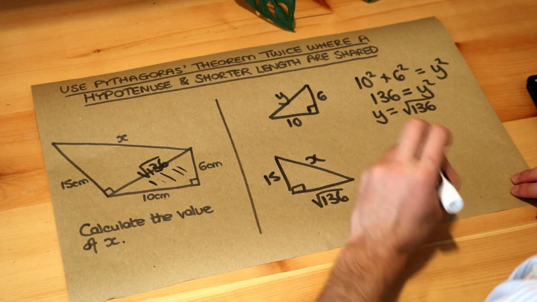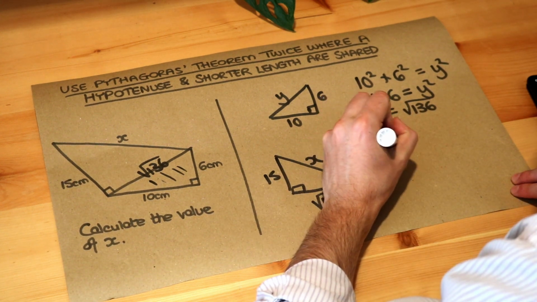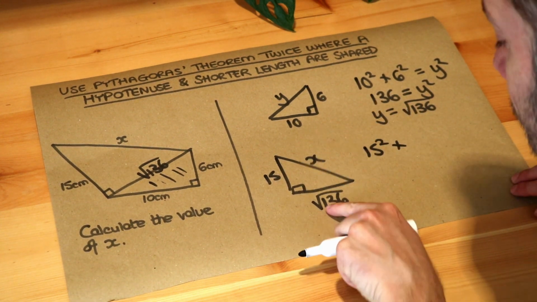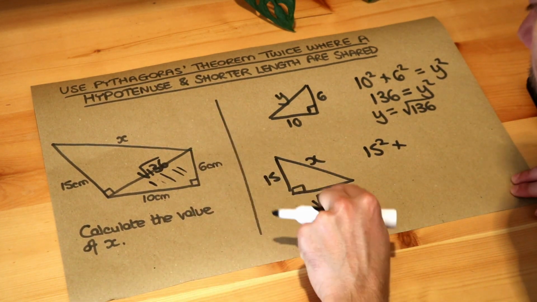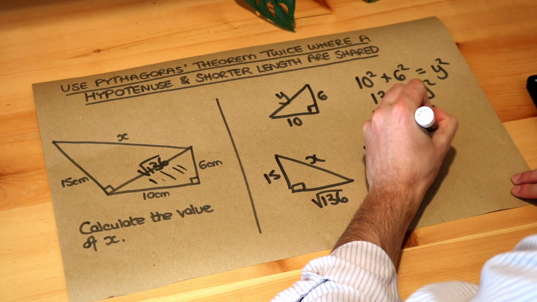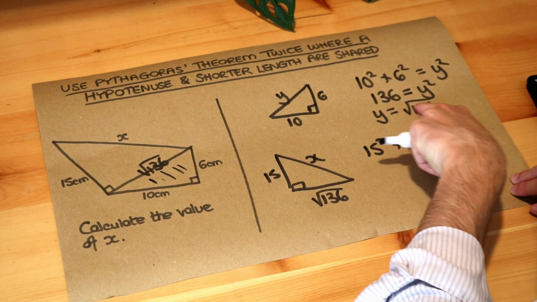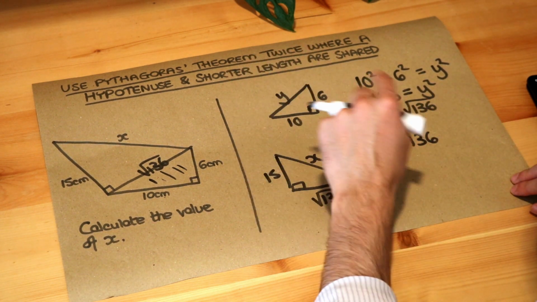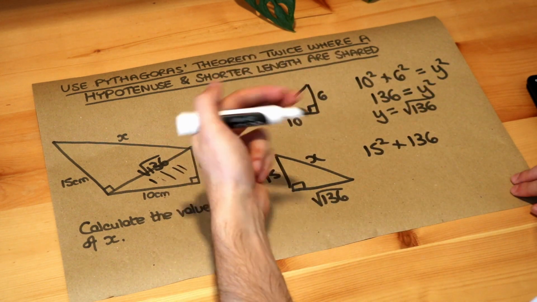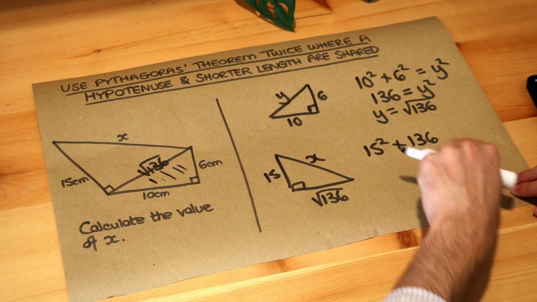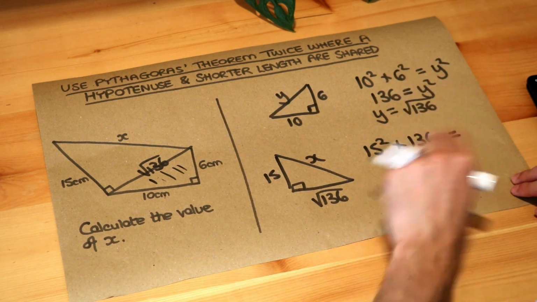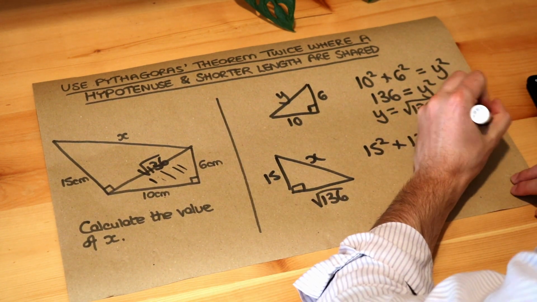We do one of the shorter lengths squared, 15 squared, plus the other shorter length squared. Now when you square this, it gets rid of that square root, it cancels it out, and you're just left with 136. And that's why it's useful to leave any intermediate answer, i.e. any answer that's not your final answer, with the square root, because the squaring will then cancel out the square root. And that is equal to the hypotenuse squared, which is x squared.